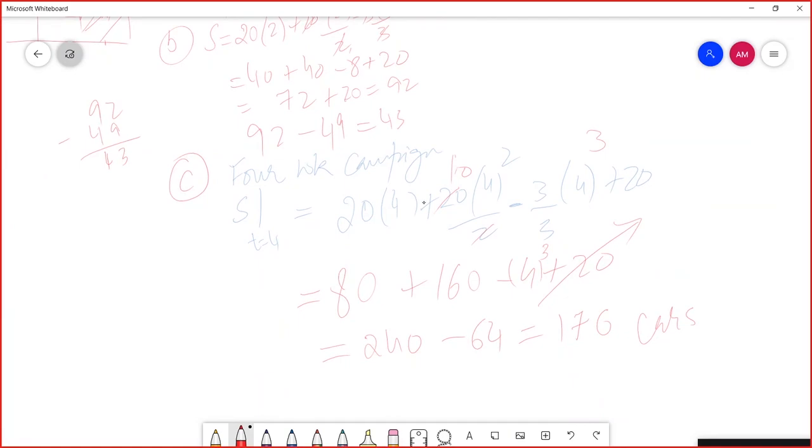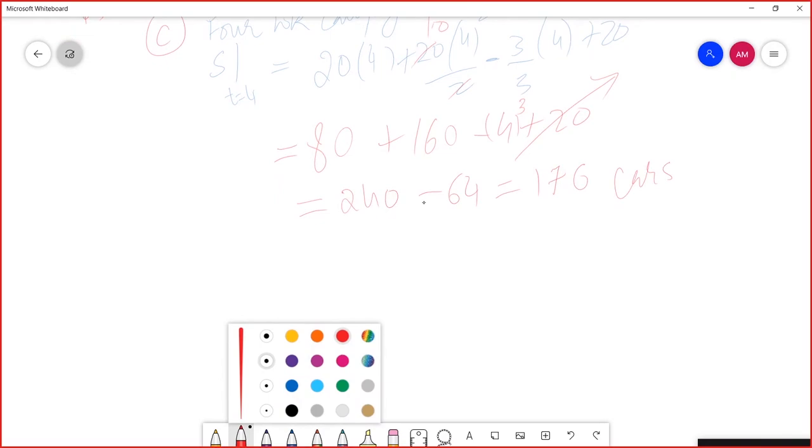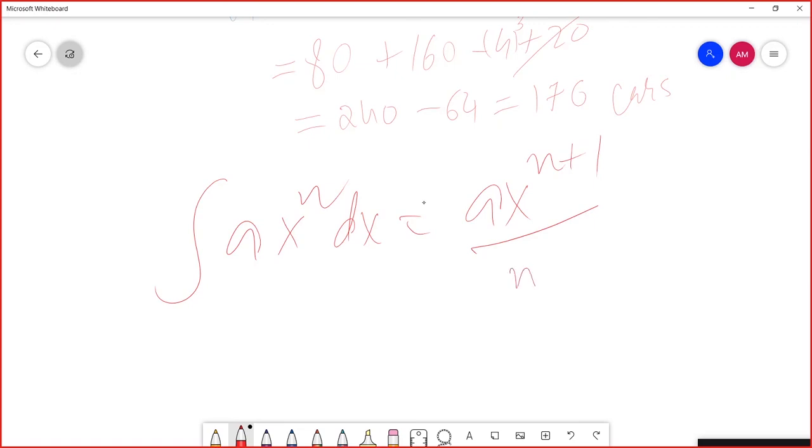Okay. So just a last thing which I would say is writing the formula again. The integral of a x raised to the power n dx is equal to a x to the power n plus 1 over n plus 1, plus c. Are you clear now about this?